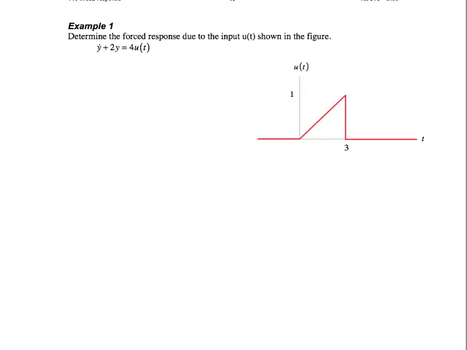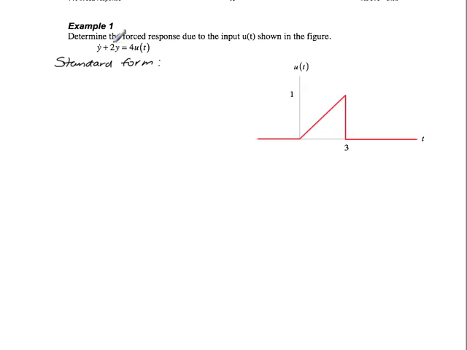Here in example 1 from chapter 5, we've got a first order system with the input as shown, and we want to find the forced response due to this input. First thing we need to do is put our equation in standard form so we can compare our results with the general results we've talked about in lecture.